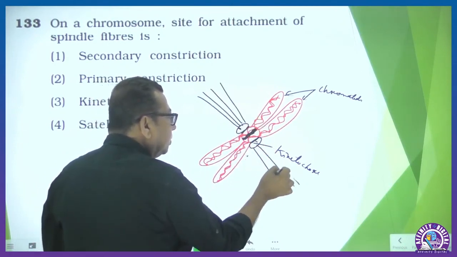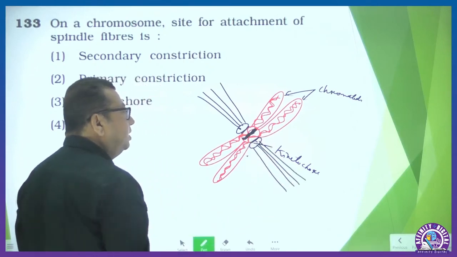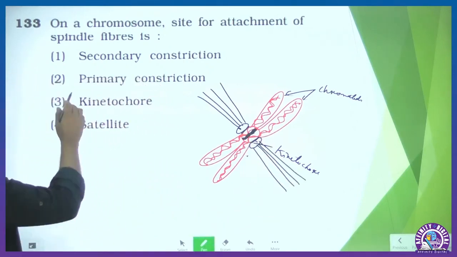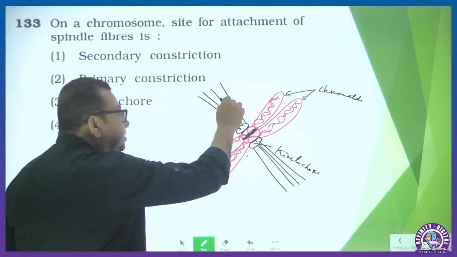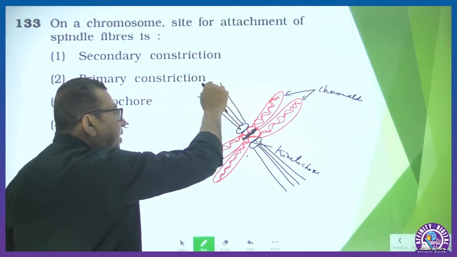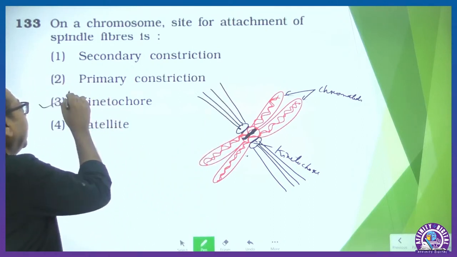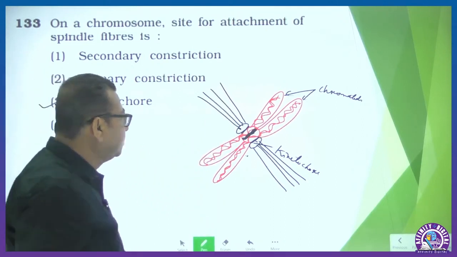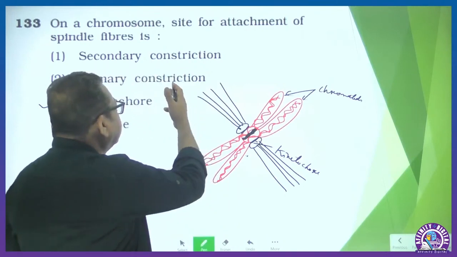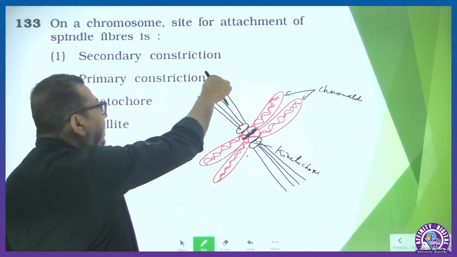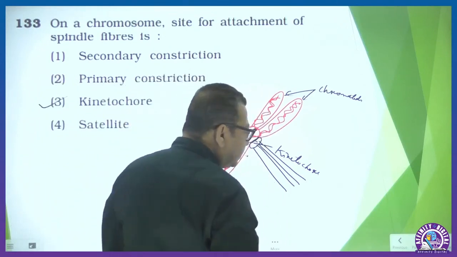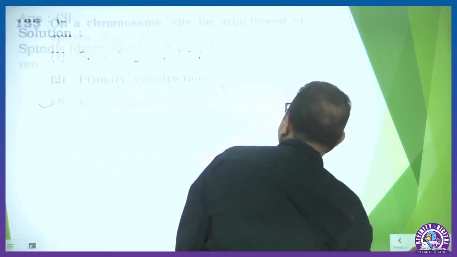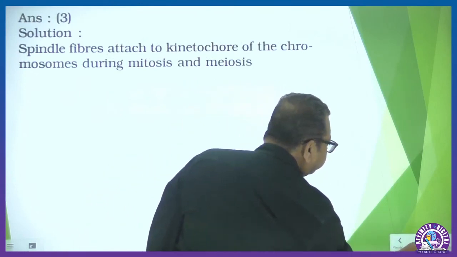That means kinetochores are the sites of attachment of spindle fibers. So, what is the most appropriate answer for this? What is the specific site on the chromosome where spindle fiber gets attached? Answer is kinetochore. The spindle fiber did not connect directly to the primary constriction or centromere. Where did it connect directly? To the kinetochore. So, the most appropriate answer is kinetochore. Moving on to the next question.